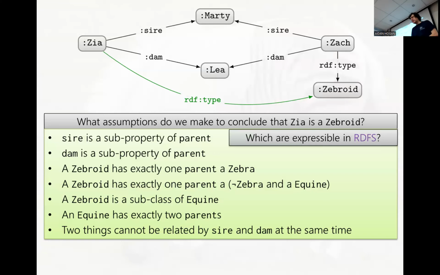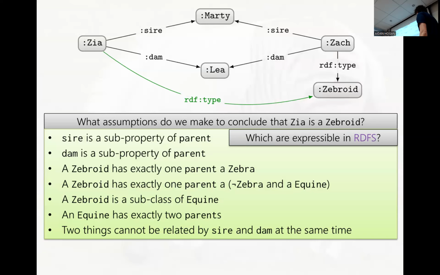So which of these are expressible in RDFS? Can we express sire as a subproperty of parent? Yeah. Dam is a subproperty of parent? Yes. A zebroid has exactly one parent, a zebra? No. A zebroid has exactly one parent, a non-zebra, and an equine? No. Zebroid is a subclass of equine? Yeah. An equine has exactly two parents? No. Two things cannot be related by sire and dam at the same time?